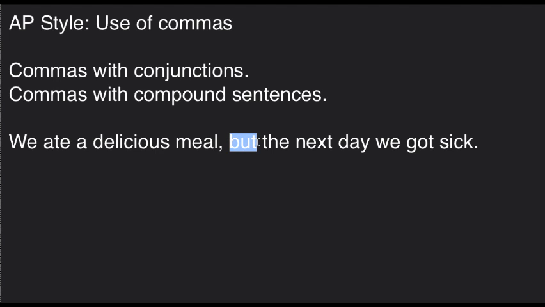Now we've got a conjunction linking those two things together. Okay, when you have two independent clauses joined by a conjunction, you need to use a comma to show that they are one sentence with two independent clauses. So that's what that comma is for.